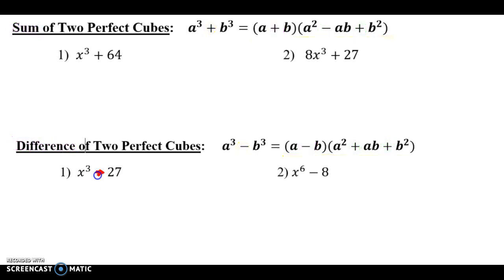Okay, so same concept. Don't pay any attention to the negative sign. I'm just looking at the numbers on each side. What times what times what is x cubed? X. What times what times what is 27? 3. That's all there is to it.